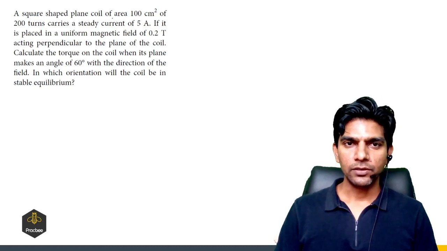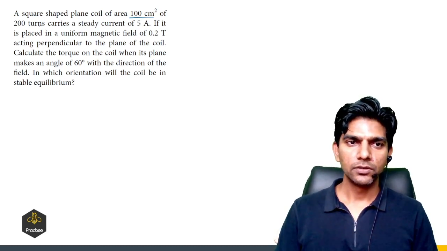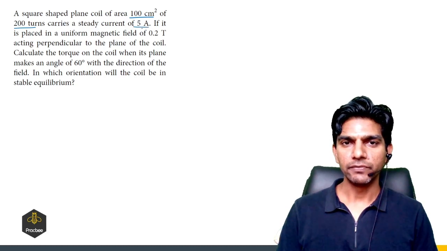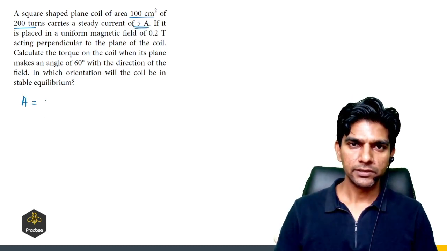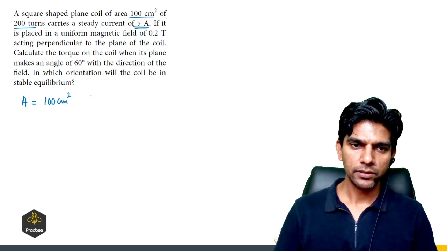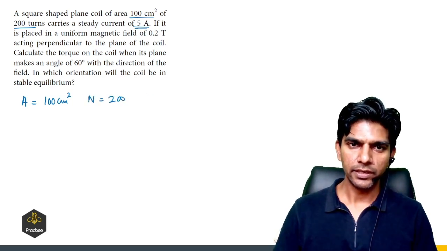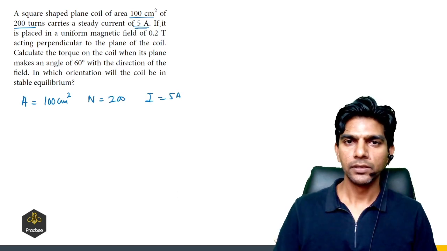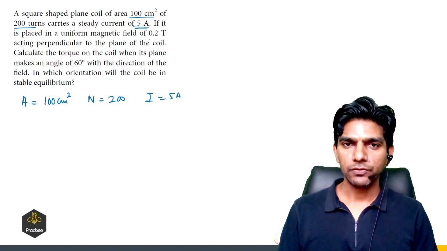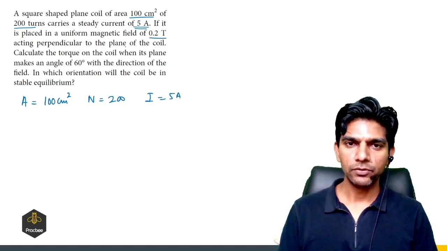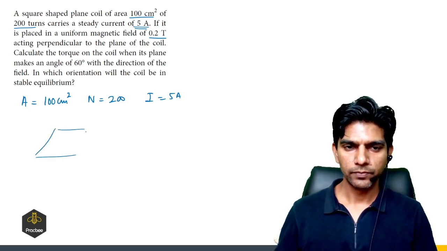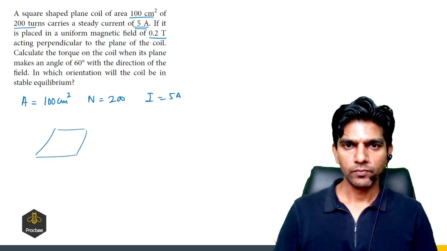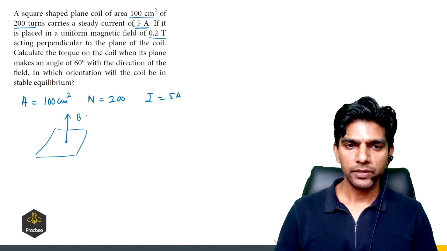A square shaped plane coil of area 100 square centimeter of 200 turns carries a steady current of 5 ampere. So we are given area, that is 100 square centimeter, number of turns as 200, and current as 5 ampere. It is placed in a uniform magnetic field of 0.2 Tesla acting perpendicular to the plane of the coil. So there is a field B which is acting perpendicular to the plane of the coil.